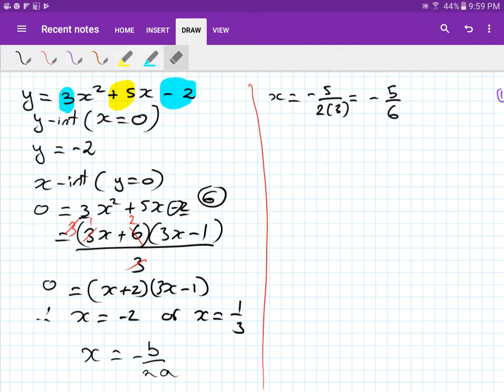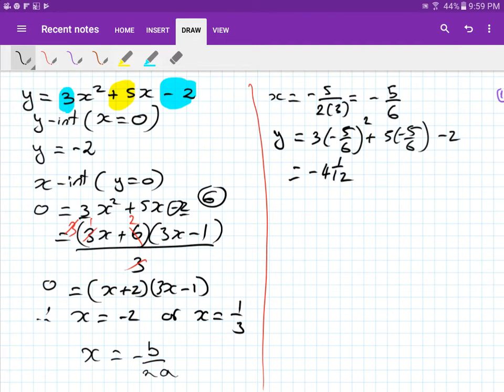So therefore y, sorry, so when x is negative 5/6, y equals 3 lots of negative 5/6 squared plus 5 times negative 5/6 minus 2. Now, if you type this in your calculator, you should get negative 4 and 1/12. So therefore your vertex is negative 5/6 for x, and the y value is negative 4 and 1/12.